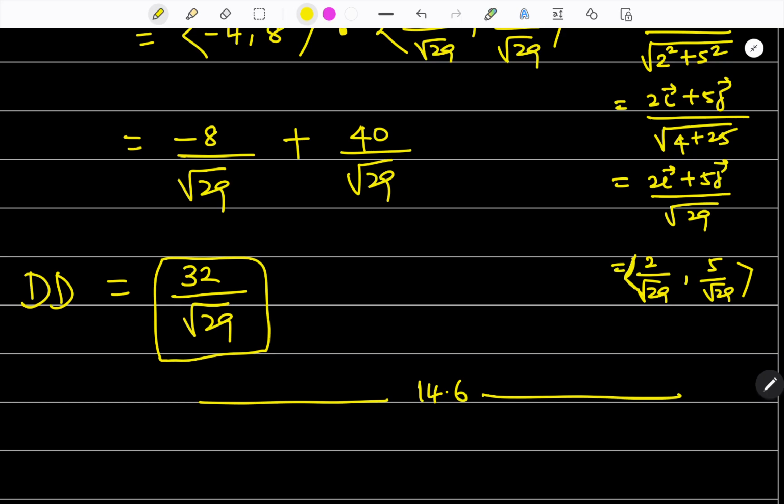So the last but one exercise is there. I hope that this helped you understand gradient vectors and directional derivatives clearly.